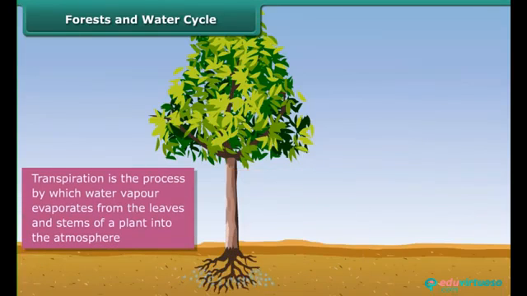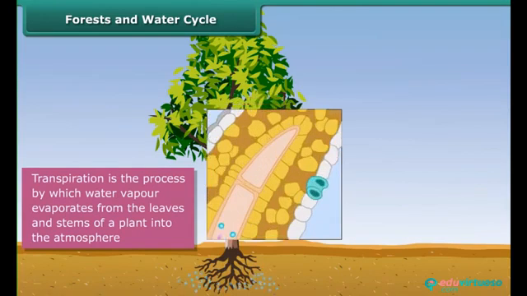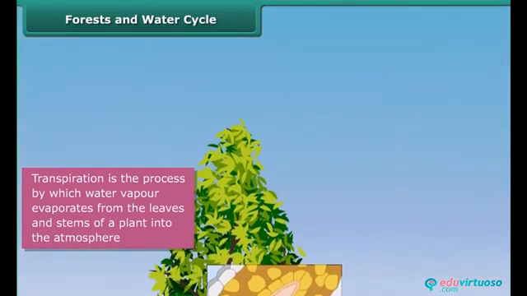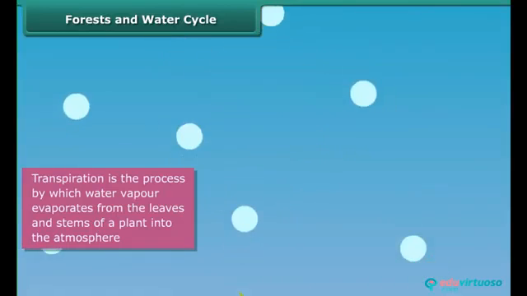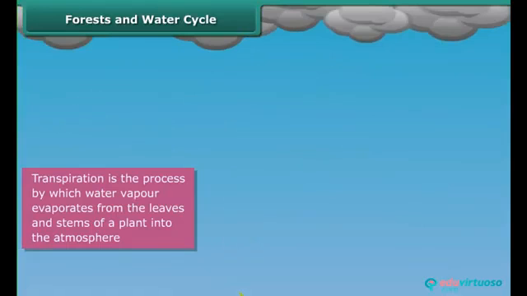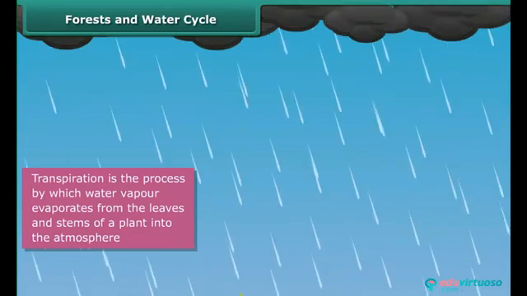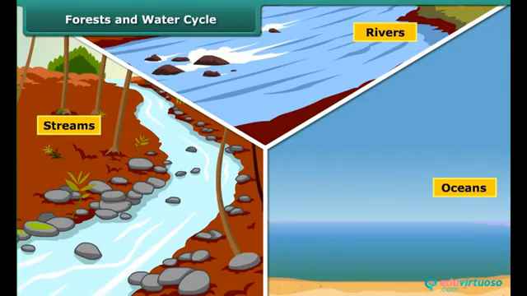Transpiration is the process by which water vapor evaporates from the leaves and stems of a plant into the atmosphere. It then rises up in the air. When it comes in contact with a cooler surface, it condenses and forms clouds. When the water droplets in the clouds become heavy, they fall down as rain. The rainwater flows into streams, rivers, and oceans, thereby completing the water cycle.